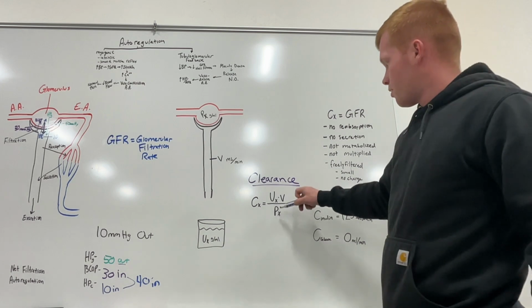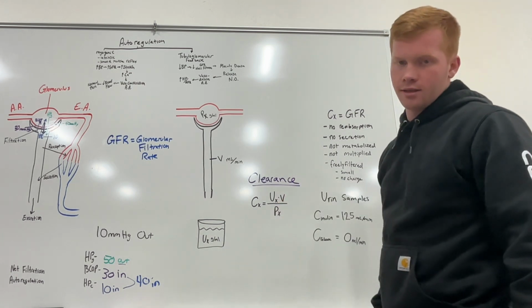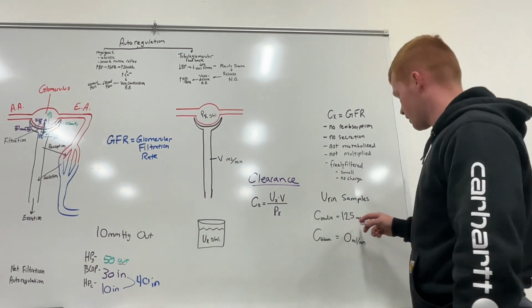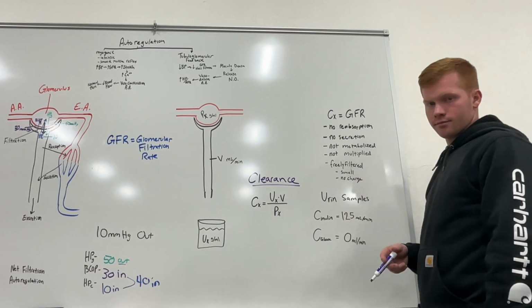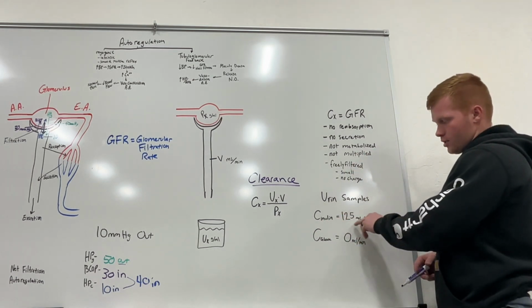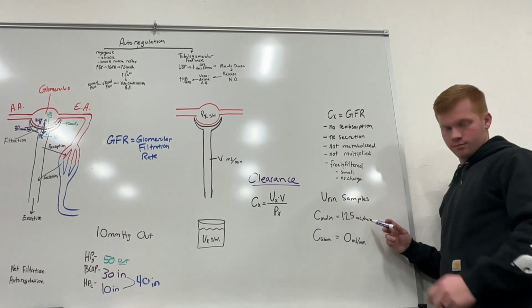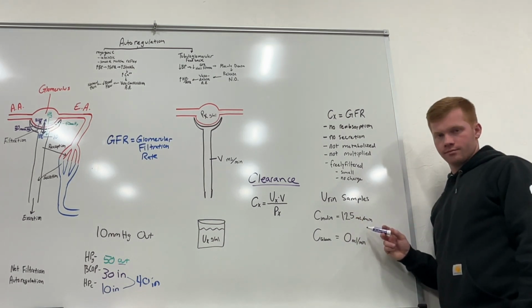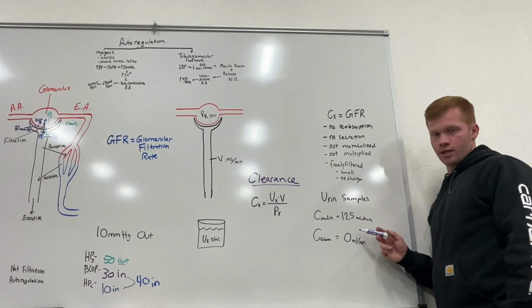So we multiply those and divide it by that, and it gives us our clearance number. And over here, like inulin, go through a process like that, you should get 125 milliliters per minute. And that's going to match our GFR.